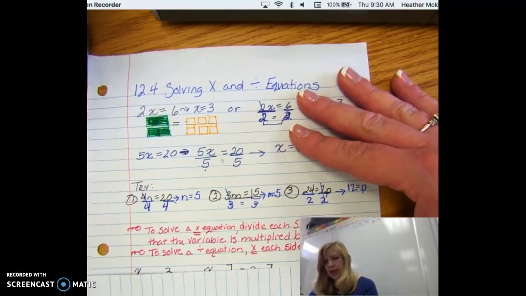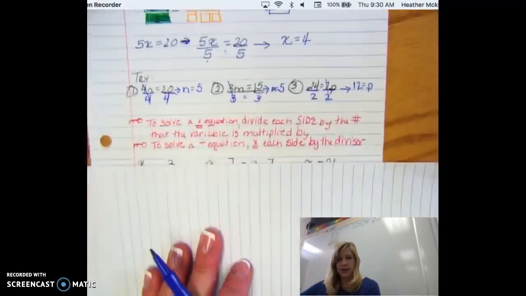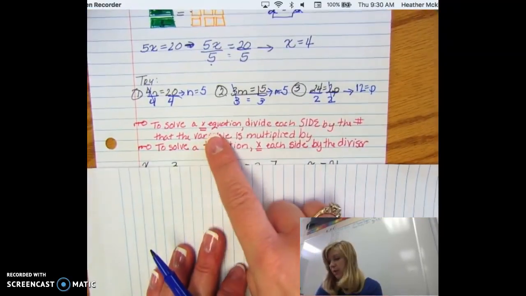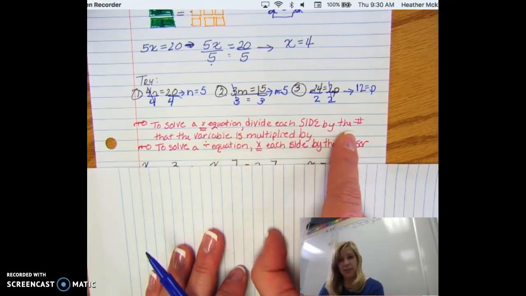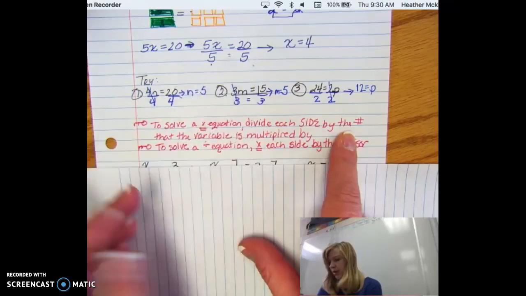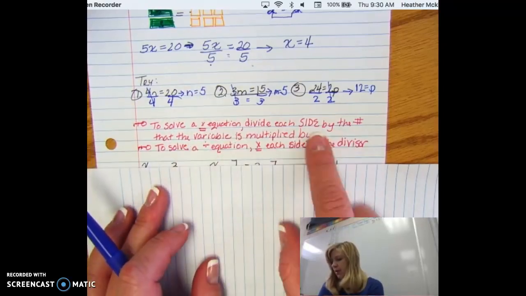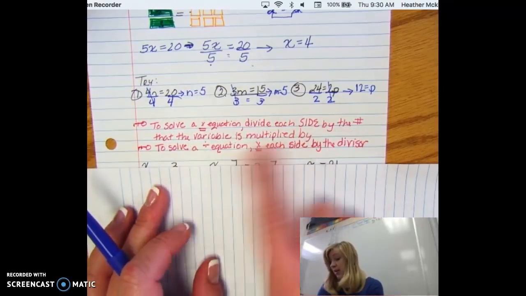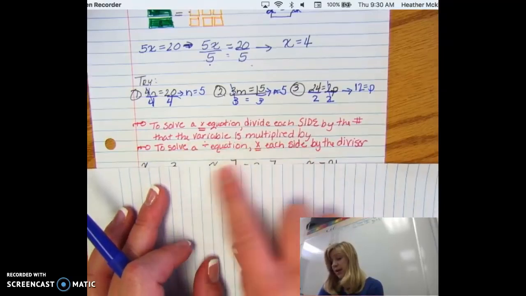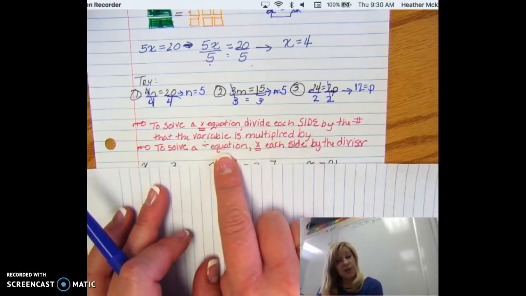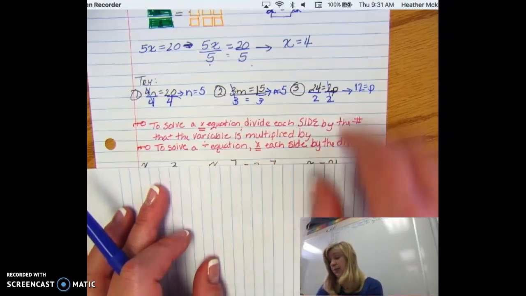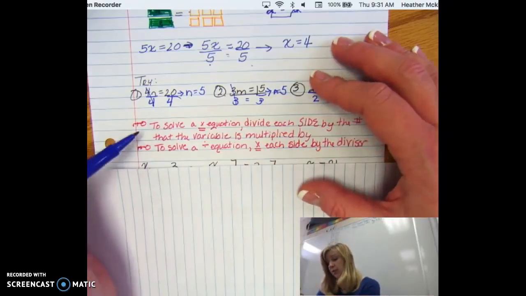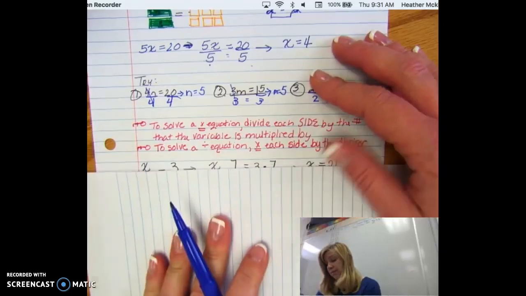So there are 2 key statements to this. The first one is to solve a multiplication equation, you have to divide each side by the same number, which I showed right up here. Divide each side by the number that the variable is multiplied by. But to solve a division equation, you multiply each side by the divisor, and I'm going to show you that next. So it's the reverse of what we did up here.